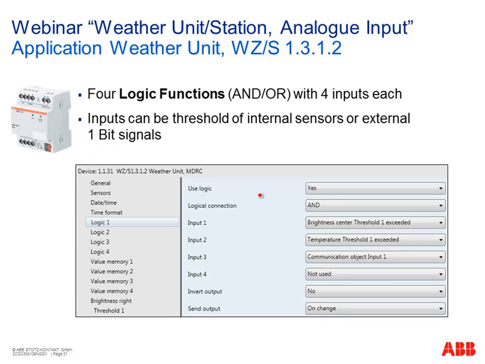Logical functions integrated. We have 4 logical functions, AND and OR, with each 4 inputs. And these inputs can be internal thresholds of the internal sensors. For example, here, brightness sensor in the center, threshold 1 exceeded, and temperature, threshold 1 exceeded, and also external 1-bit signals can be incorporated, for example from the presence detector or from a humidity sensor, which we do not have directly here. So quite powerful logic is possible here.